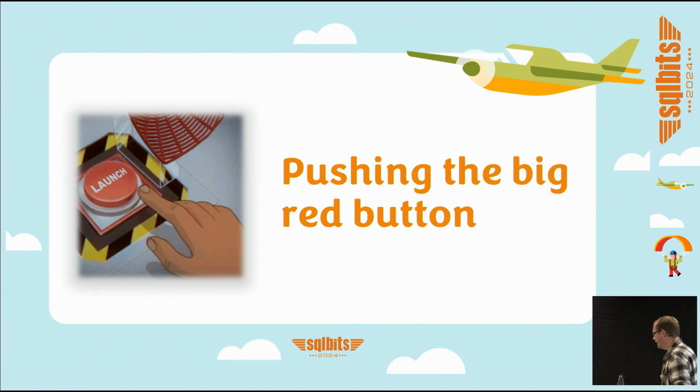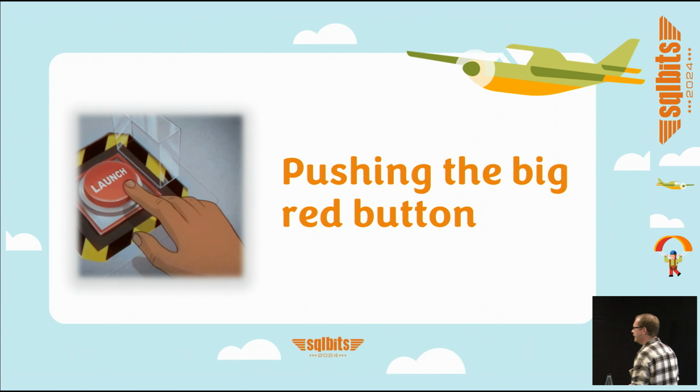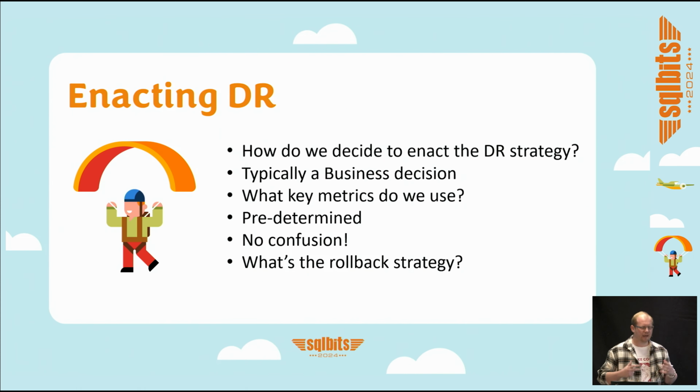Next one, pushing the big red button. Enacting DR. How do we decide to enact the DR strategy? We've built all these tools. We've got a wonderful DR strategy there that we've tested. Something has happened, and we're all standing around scratching our heads going, are we going to migrate, are we going to move over? What are we doing? What's happening?